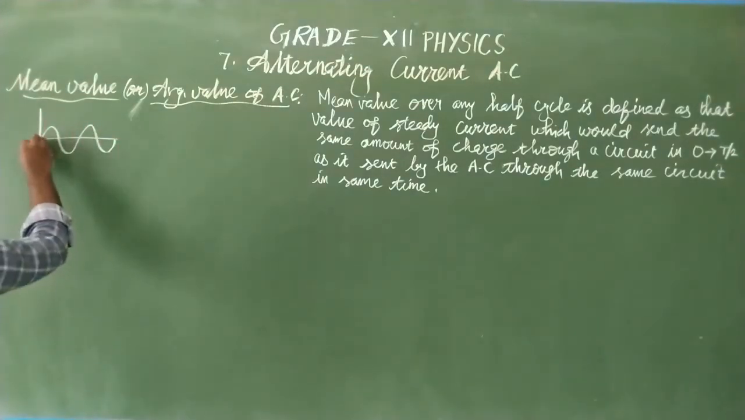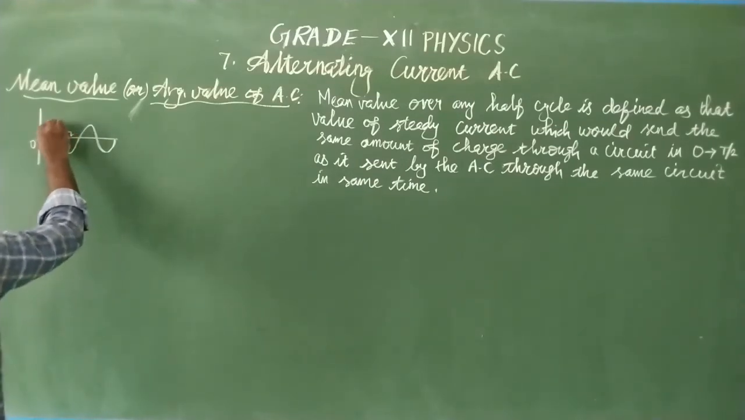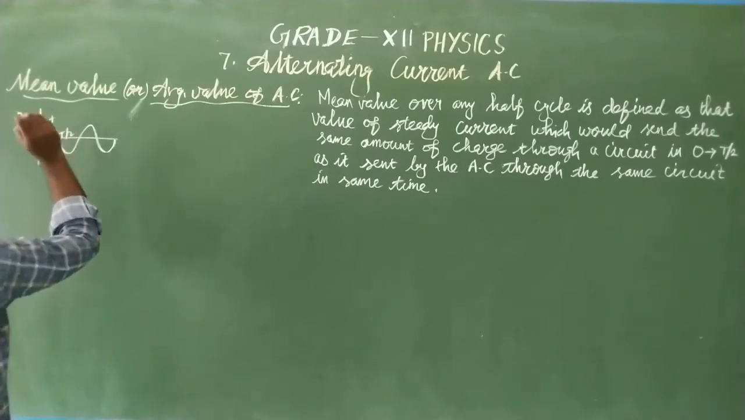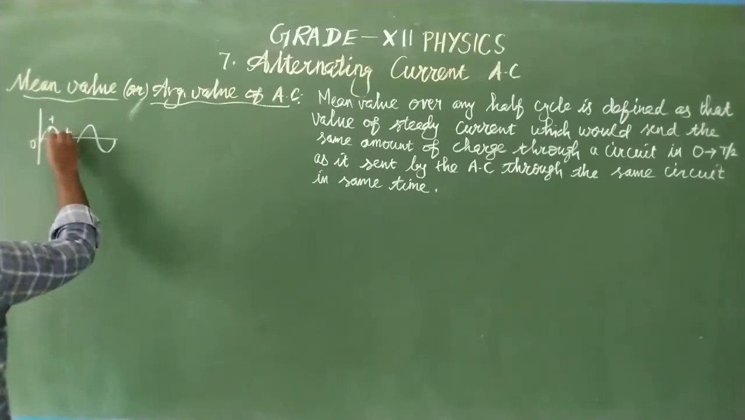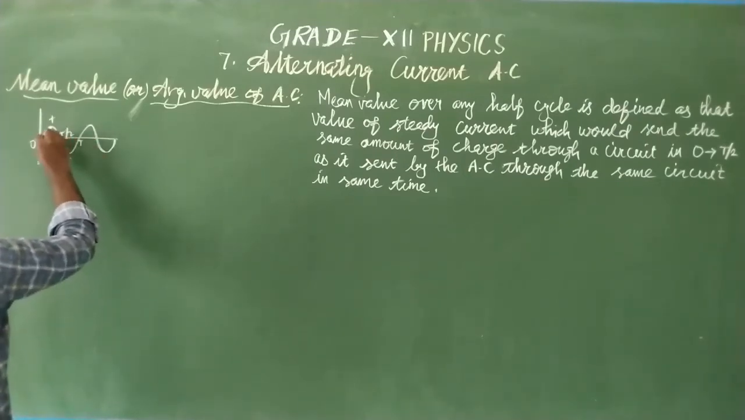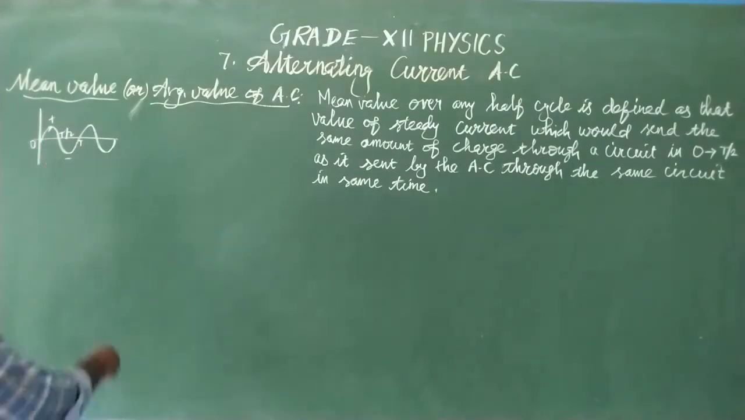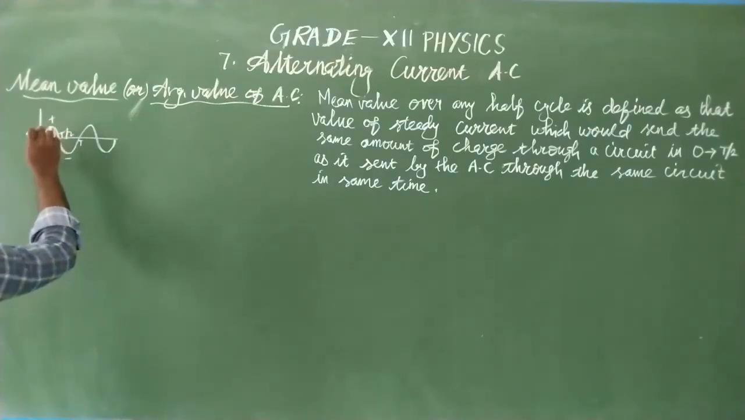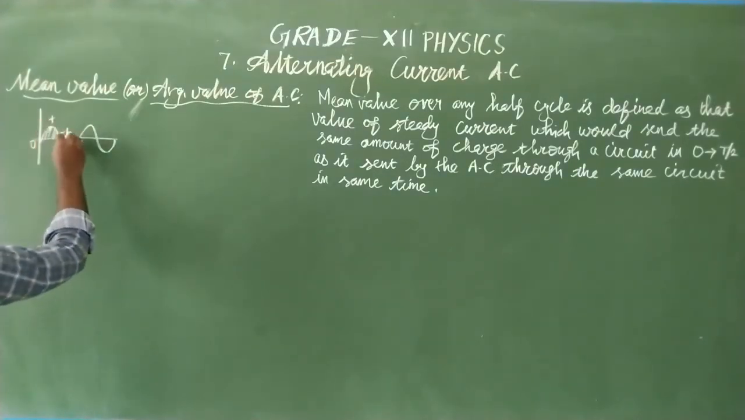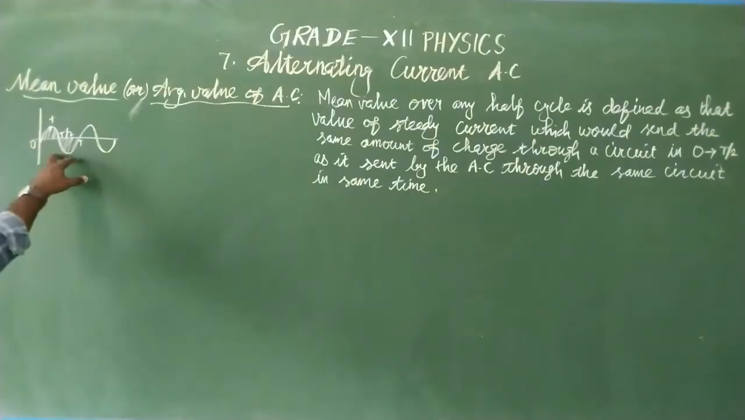Listen, it begins from 0. This is the first half cycle. In the first half cycle, the AC current is in positive amplitude. But in the next half cycle, the AC current is in negative amplitude. So in one complete cycle, okay, the mean value is 0. Can you understand? This is the first half cycle. In the first half cycle, the AC current is positive, whereas in the second half cycle, the AC current is negative. So for one complete cycle, the mean value of AC is 0.